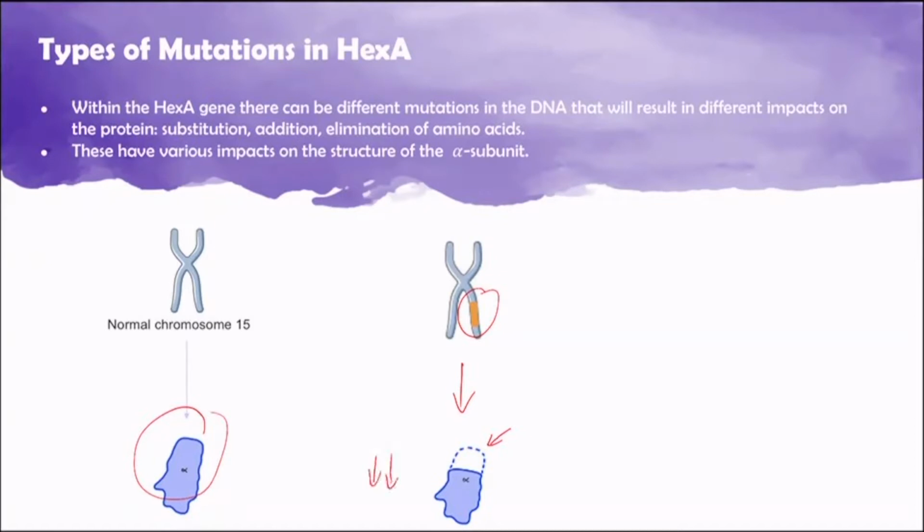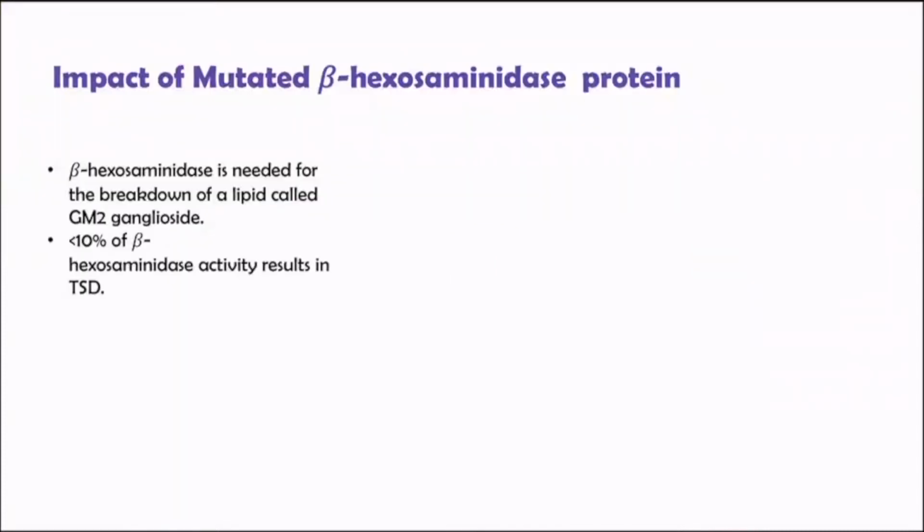Another mutation, like this one, might result in a protein that has a different shape. See how this shape is different from the original? And this can have various impacts on the cell itself. What impact does mutated beta-hexosaminidase protein have?